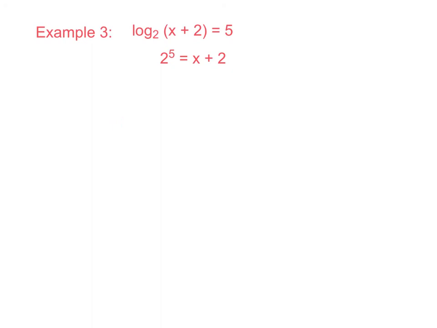Well, if I figure out what 2 to the 5th is and then solve for x, so now I have 32 is equal to x plus 2, subtract 2 from both sides, and I end up with x is equal to 30. And that will be my answer for this particular example. So x is equal to 30. There, I've got my solution.